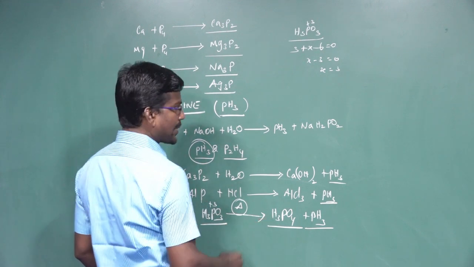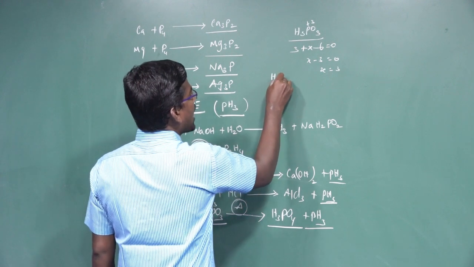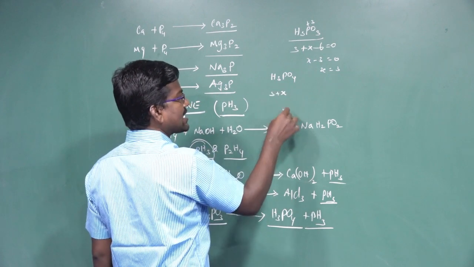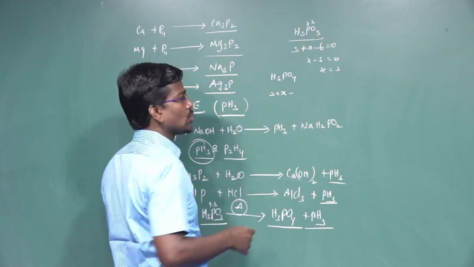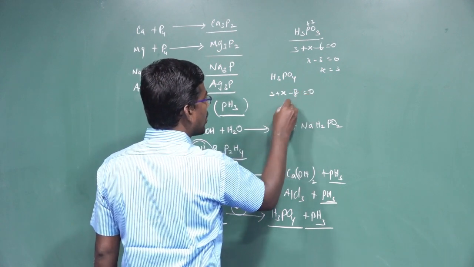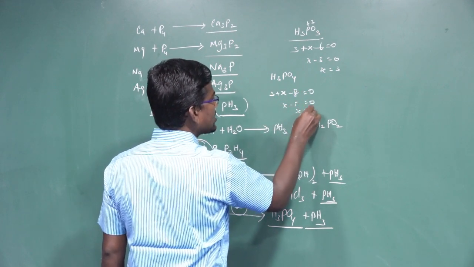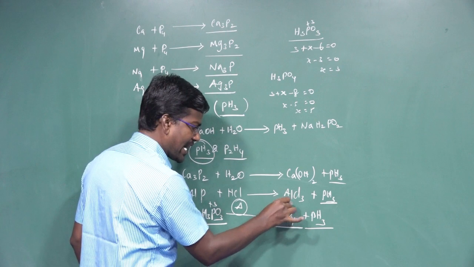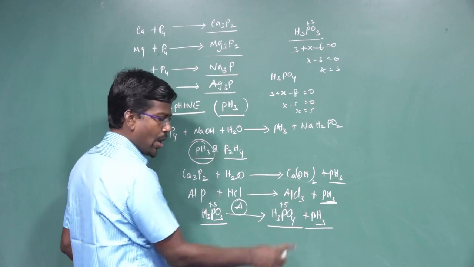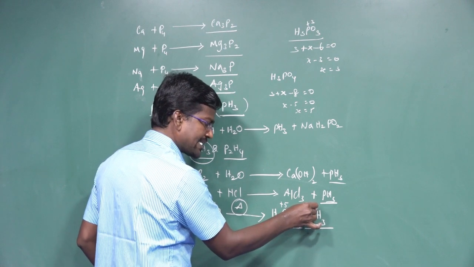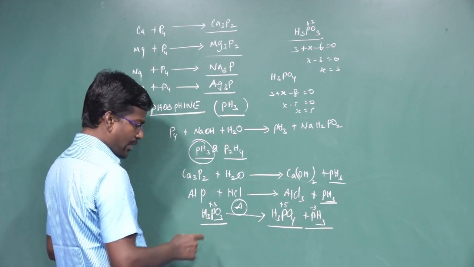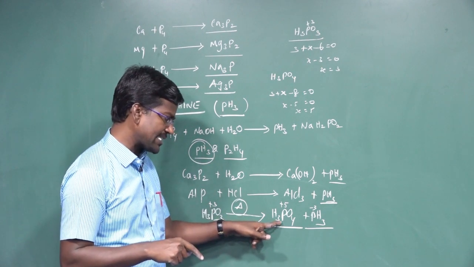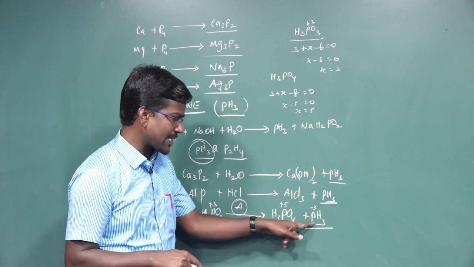Next one, orthophosphoric acid H3PO4. 3 hydrogens give plus 3, and phosphorus can be expressed as X. The oxidation state of oxygen is minus 2. 2 into 4 equals 8. 3 plus X minus 8 equals 0. X minus 5 equals 0. X is equal to plus 5. Here, in orthophosphoric acid, phosphorus exhibits the plus 5 oxidation state. Phosphine contains phosphorus in the minus 3 oxidation state. So phosphorus acid contains phosphorus at plus 3, phosphoric acid contains phosphorus at plus 5, and phosphine contains phosphorus at minus 3.